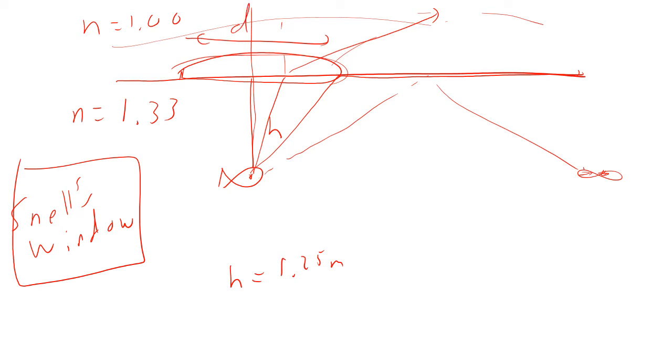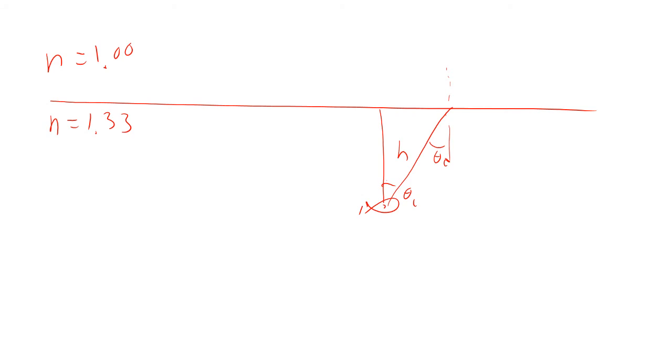Okay. Let's clean up my picture a little bit. So we have water below, air above. We've got the fish down here, some height h. Here's the critical angle. Now the critical angle is really defined right there, but that's going to be the same as this angle right here. So if we can find the critical angle, then we can find r. And then we know that d is going to be 2r.